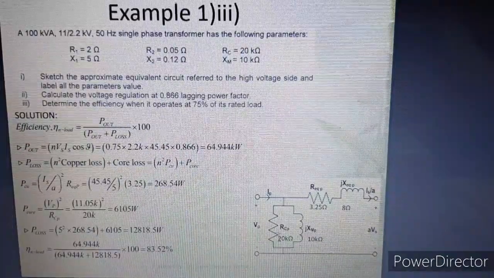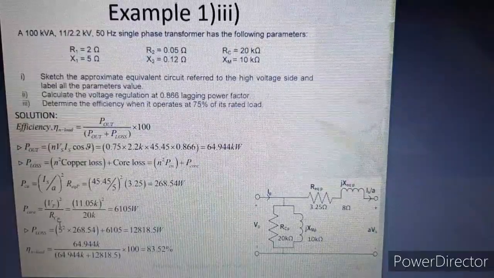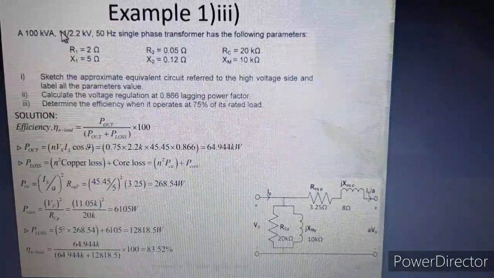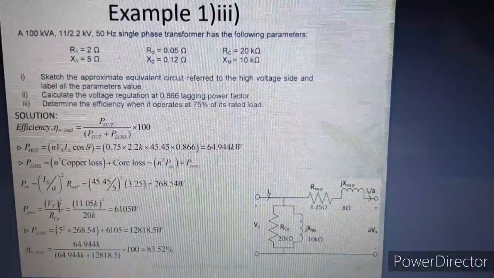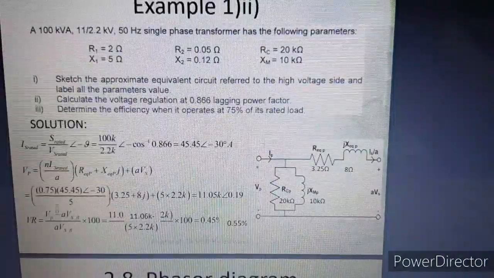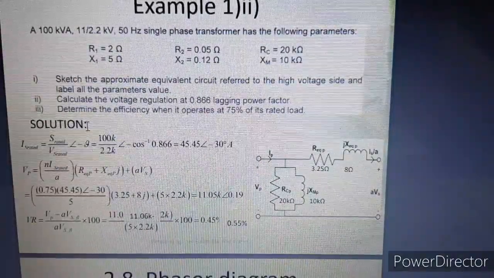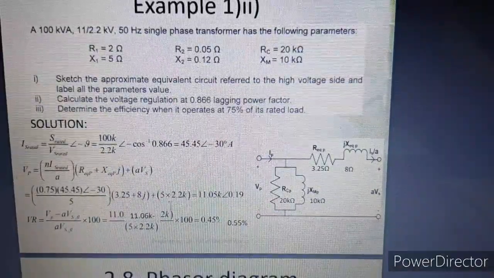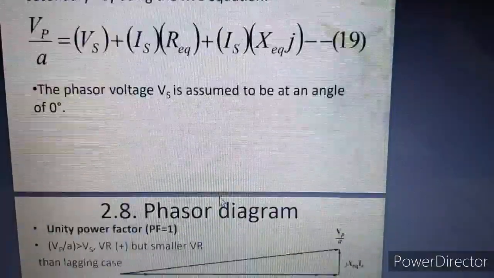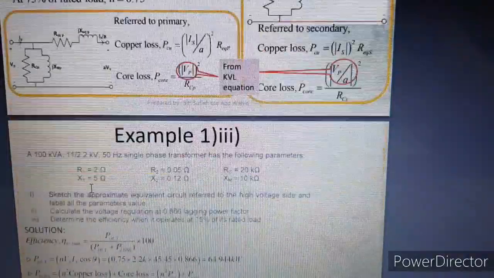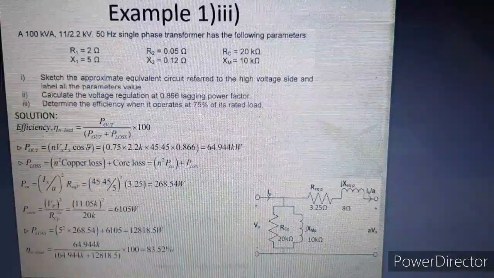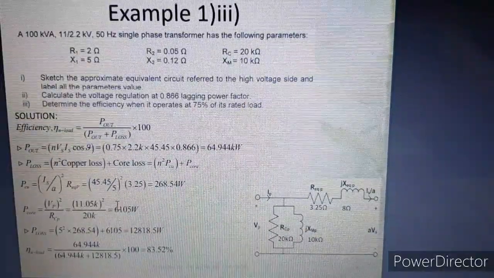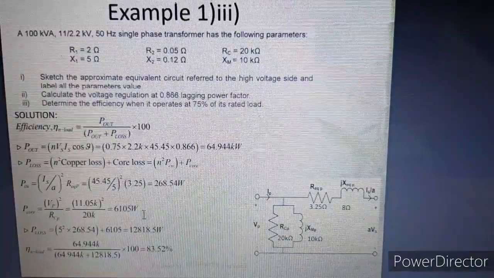Your P core is the losses here. So VP squared over RCP, but again this VP you cannot simply take from the question, 11K, but get it from your KVL. Which KVL? From the number 2 Roman question. You have to calculate VR, you need to use the VP from the KVL, right? So take the value of VP 11.05K, insert it, 11.05K squared over 20K, so that is your P core.